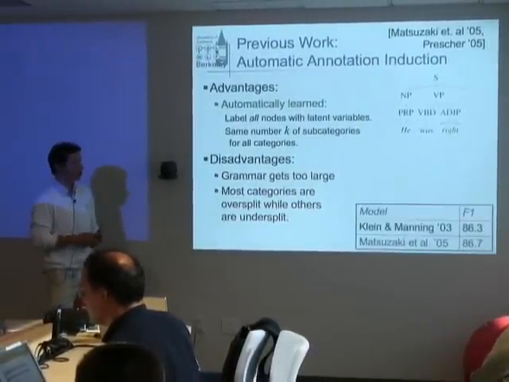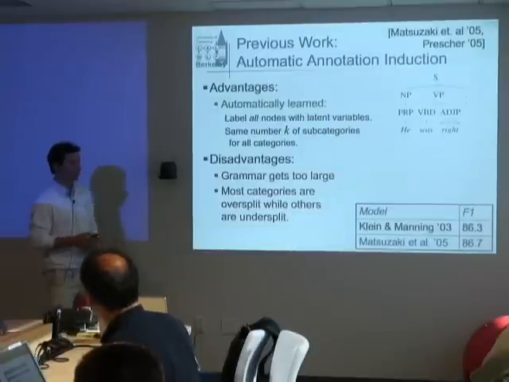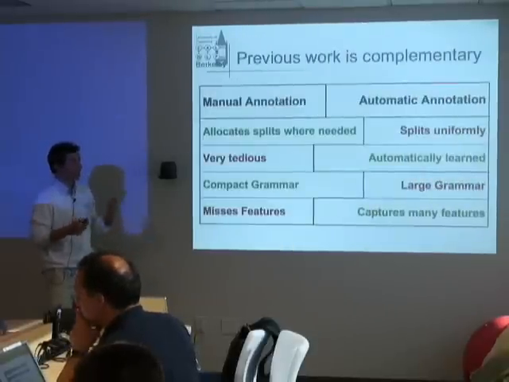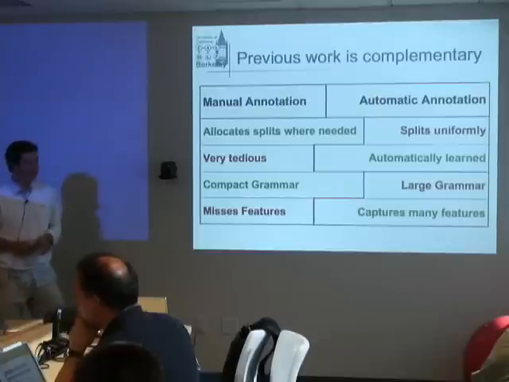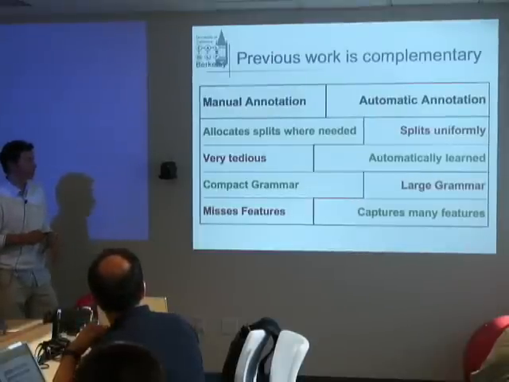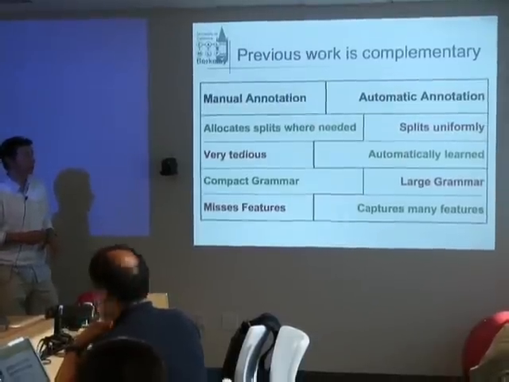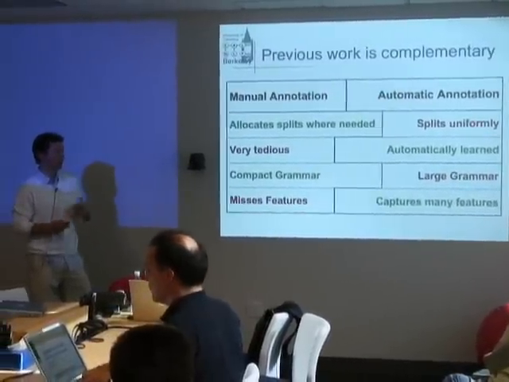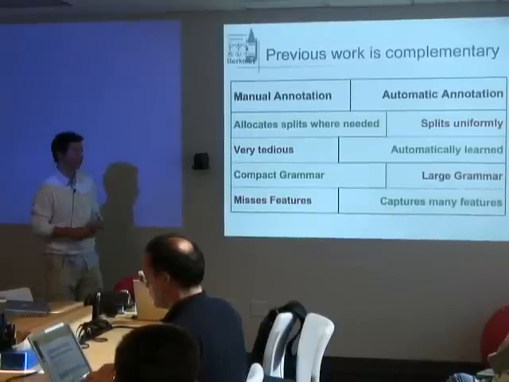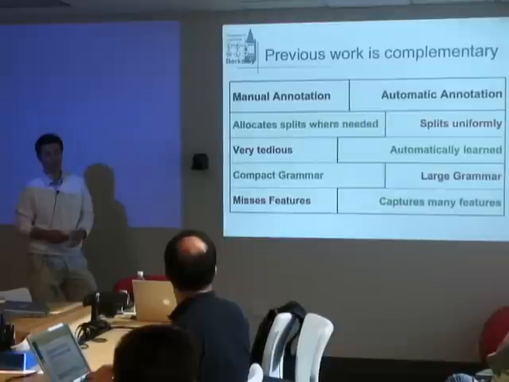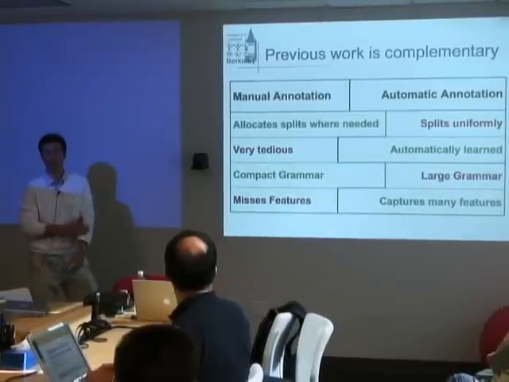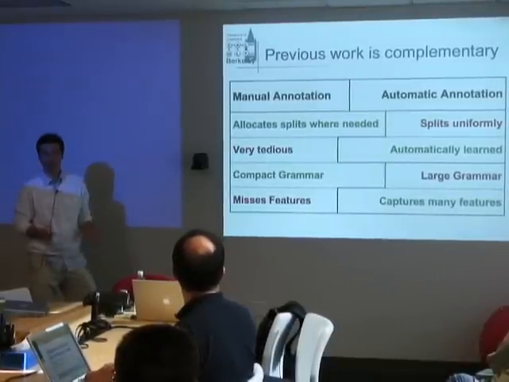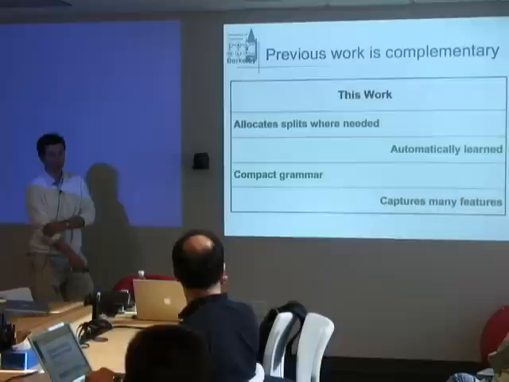But they achieve roughly the same performance. And what we would like to do is take the best of both worlds. We would like to allocate the splits only where we need them, but automatically learn where to allocate them. And the resulting grammar should be compact and capture many of the features that are present in the data. And everything should be done automatically so that we don't need a linguist to sit down and specify those categories.